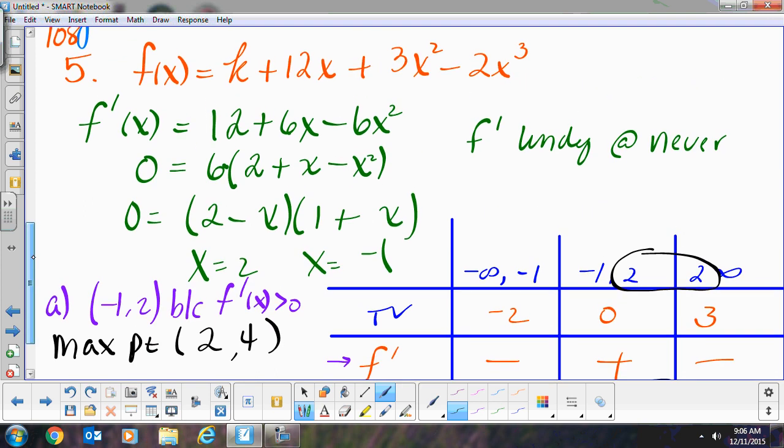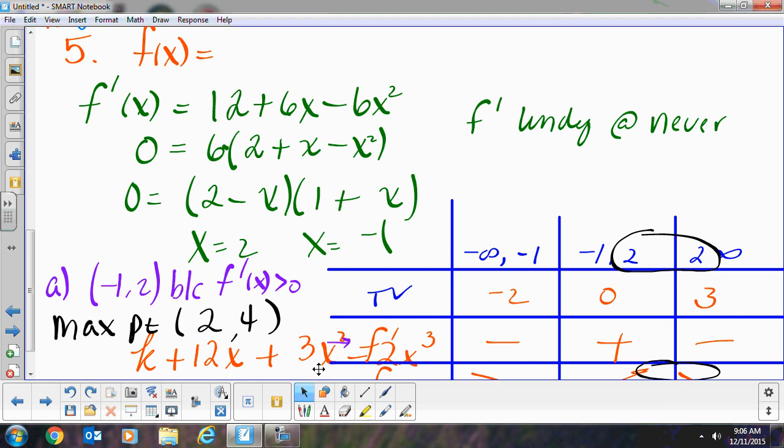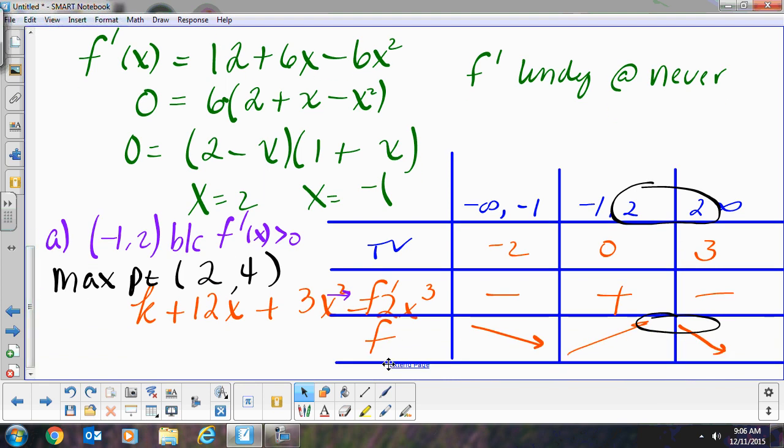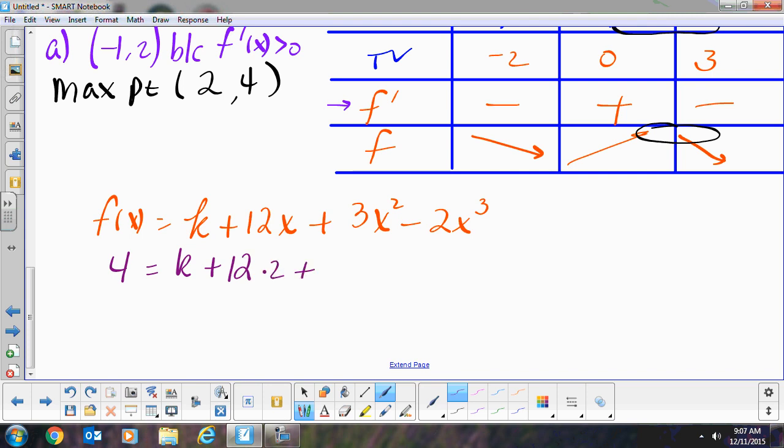Exactly. So where do we have to substitute it in? The original. All right, and my original's in 2 pieces. I guess I can handle the first part. So here we go. Where are we going to put the 4? In for y. So we're going to say 4 is equal to k plus 12 times 2 plus 3 times 2 squared minus 2 times 2 cubed. 4 is equal to k plus 24 plus, that's going to be 4 times 3 is 12, minus 8.